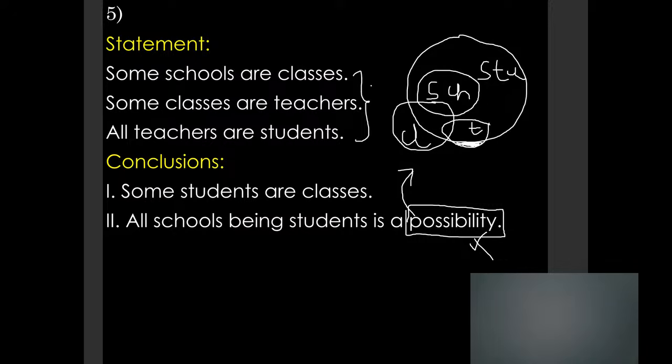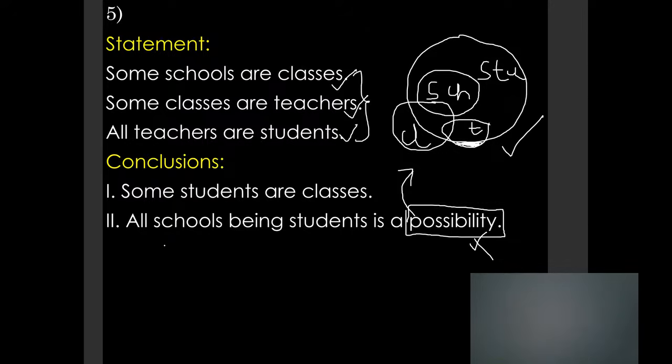Now let us check whether the statements are correct or wrong. Some schools are classes. Schools and classes are intersecting. This is correct. Next, some classes are teachers. Classes and teachers are also intersecting. This is also correct. Next, all teachers are students. The entire teacher circle is inside the student circle. So this is also correct. All the statements are correct in our diagram. It means our diagram is correct only.